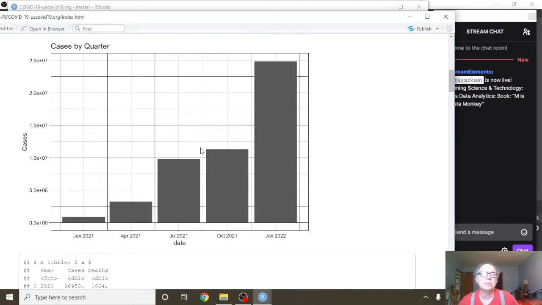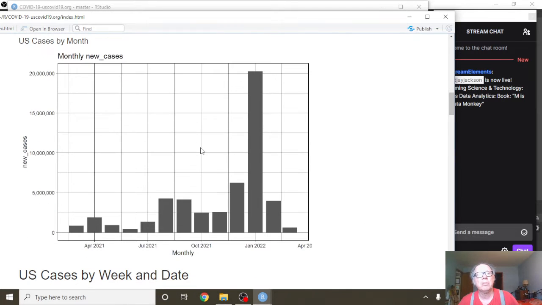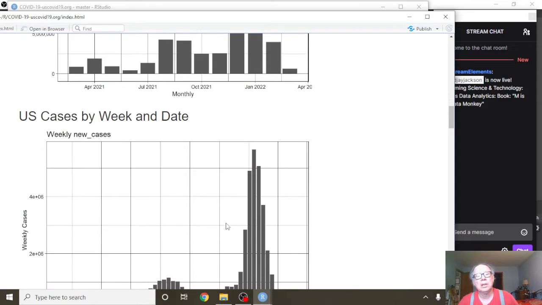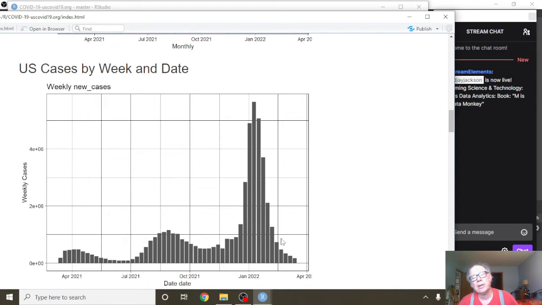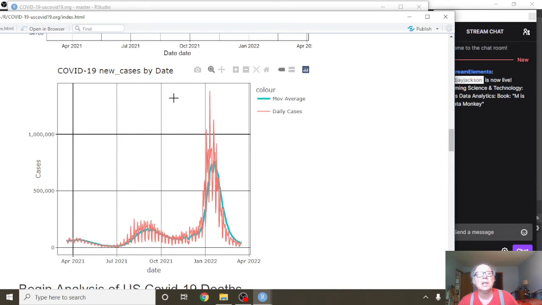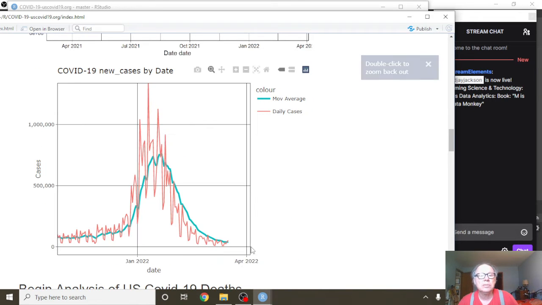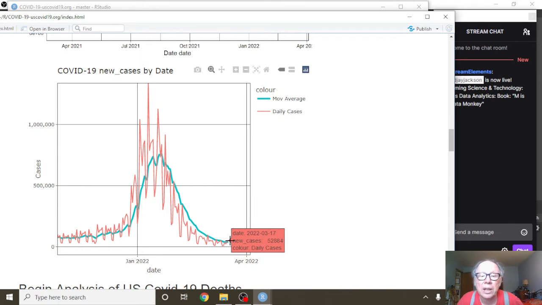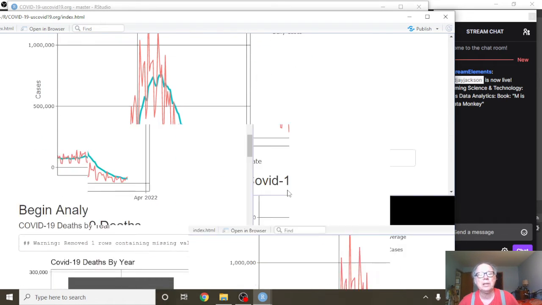Okay, monthly cases. The good news is that March cases are staying relatively low. Okay, weekly cases, a nice declining pattern in COVID-19 cases on a weekly basis here. And what have we got over here? You can see on March the 17th, the U.S. had 52,884 cases with an average of 41,105 cases per day.